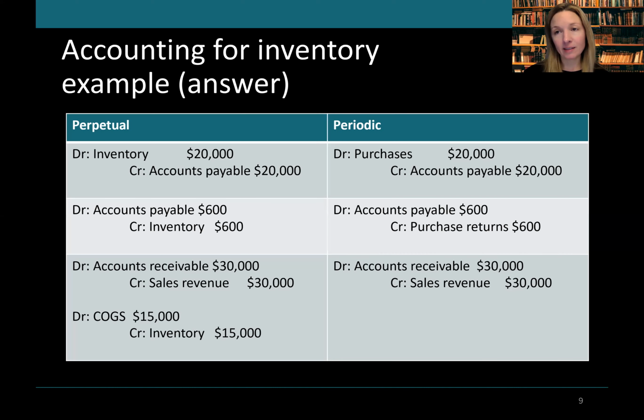In the periodic system, we don't recognize cost of goods sold. We won't recognize it until there is the periodic inventory count, and then we will calculate our beginning inventory plus our purchases, less our ending inventory, which is going to give us our cost of goods sold. We don't have the information to do that in this question. There isn't an ending inventory balance given, so therefore we don't recognize cost of goods sold in these journal entries.